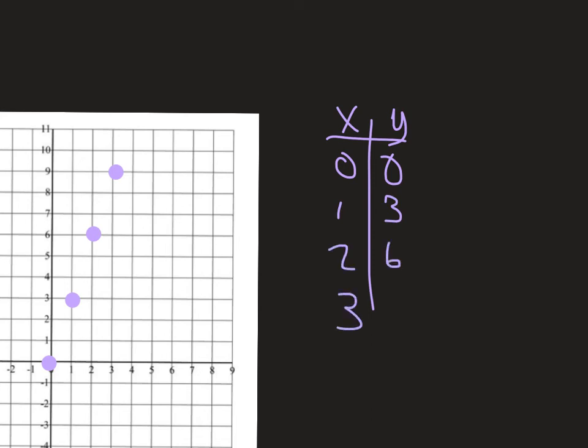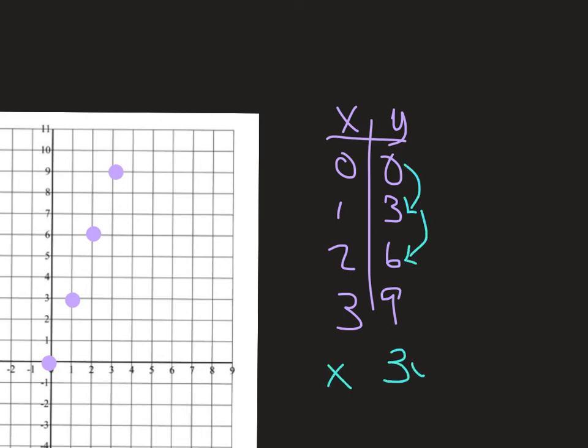We need to make a table, figure out our x's and y's for each dot. So I've got a dot here, 0, 0. A dot here, 1, 3. 2, 6. 3, 9. Let's write those in. 0, 0. 1, 3. 2, 6. 3, 9. How much is it going up every single time?